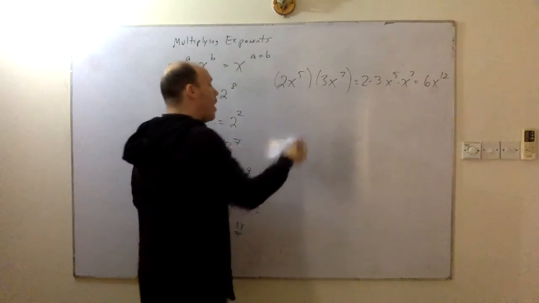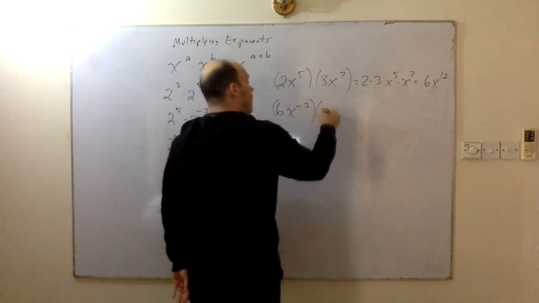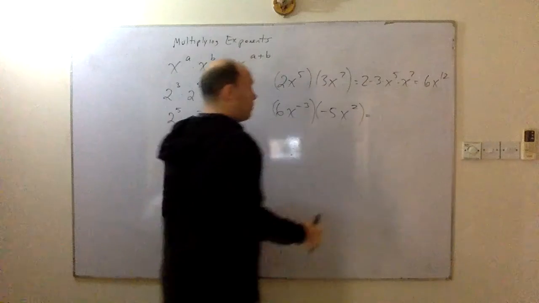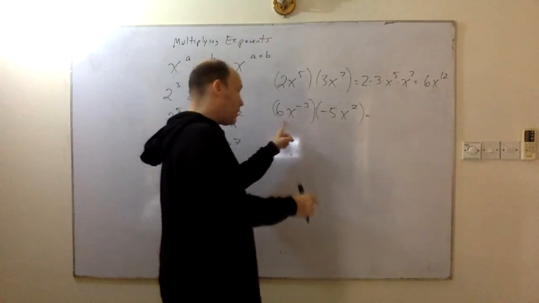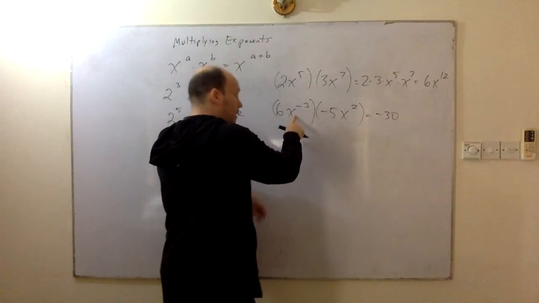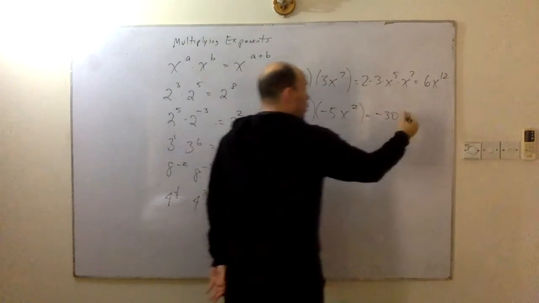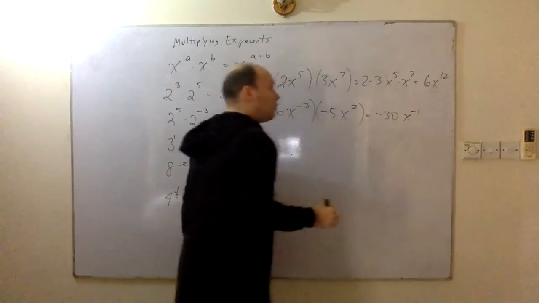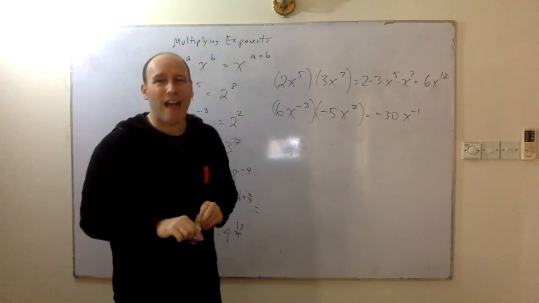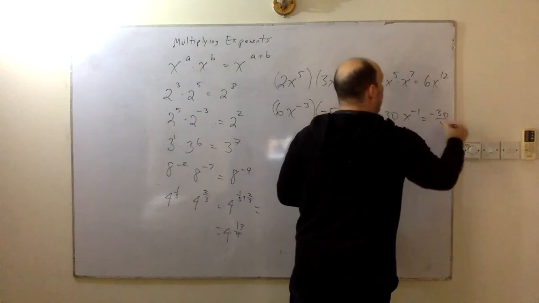It's all the same. How about 6x to the negative third times negative 5x to the second? Same idea. 6 times negative 5, negative 30. x to the negative third times x squared. Well, negative 3 plus 2 is negative 1. How do I rewrite this? Because textbooks don't like negative exponents. Well, we know from the last class, it's negative 30 over x.